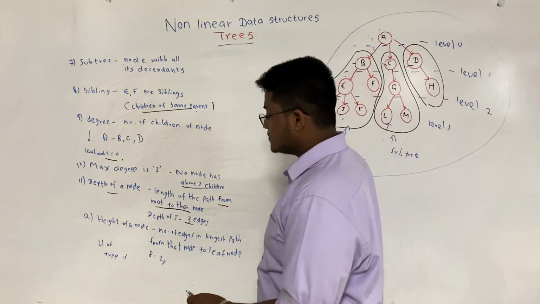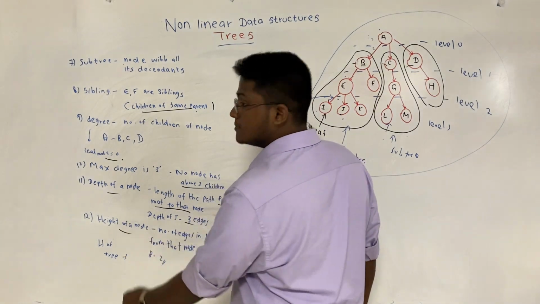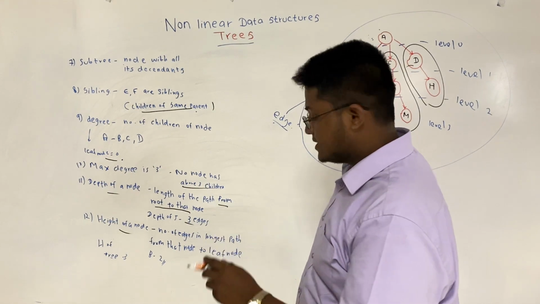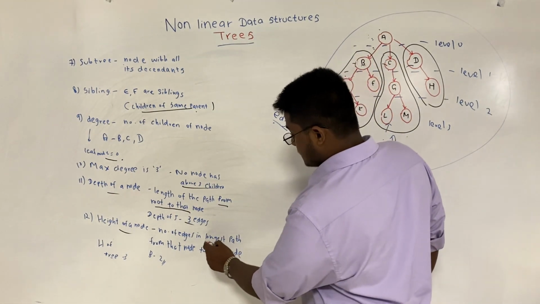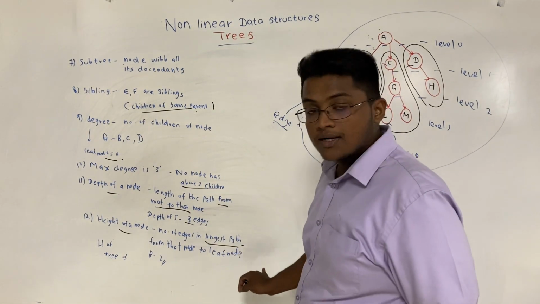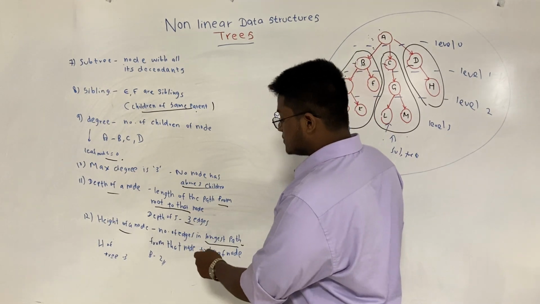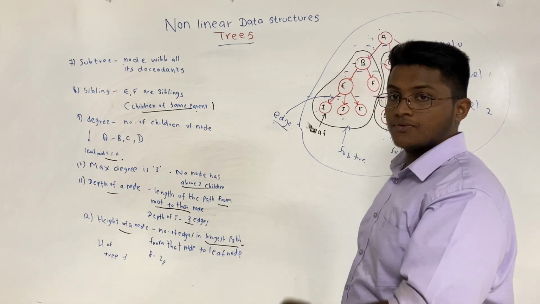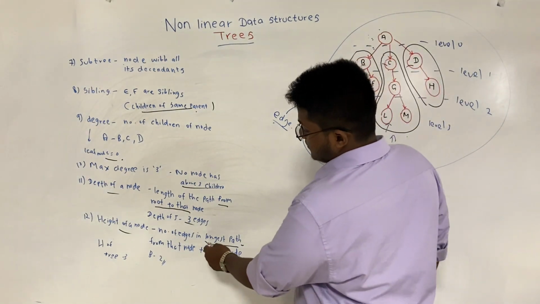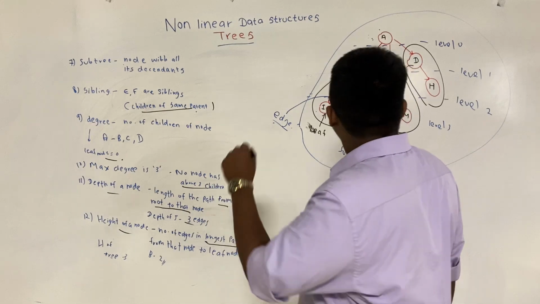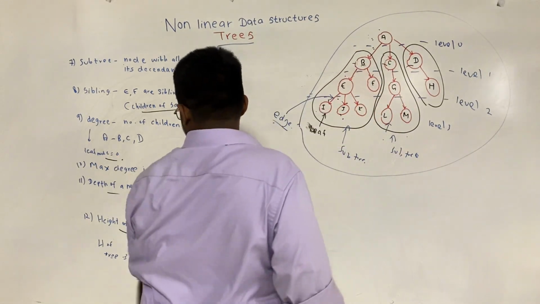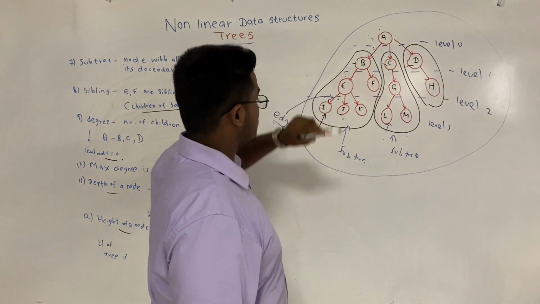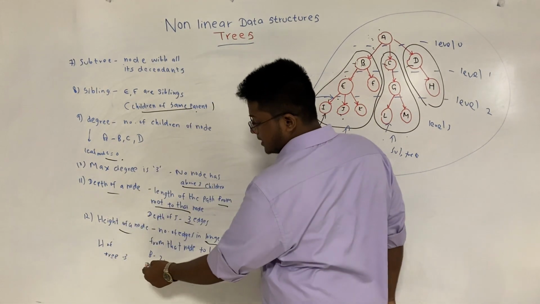Next, we will move to the height of a node, right? Height of a node is the number of edges in the longest path from that particular node to a leaf node. We are taking the longest path here. So take B, right? What is the height of B? 1, 2, right? Height of B is 2.